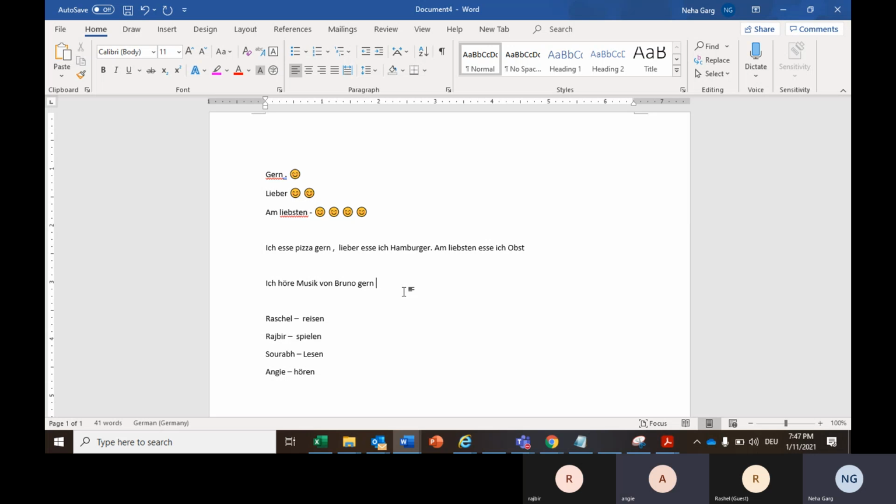Rajveer and Rachel, well written. Gut geschrieben, Angie. Ich spiele Cricket gern. Send the picture, please. I need to check if I've made any mistakes. Then I'm sending it within one... I'm going to write it down again.